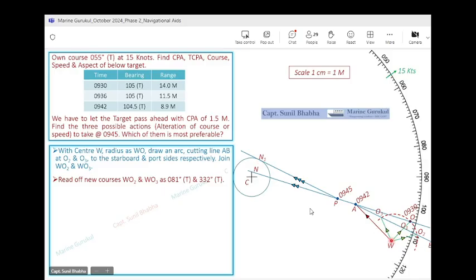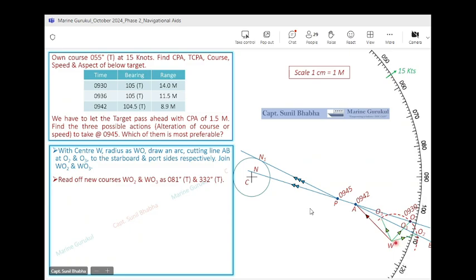Now, if the vessel alters its course to WO3, you can see clearly our ship was initially steering WO. We will have to make a port alteration. So alteration of course to port will result in our course as WO3. The amount of alteration is angle OWO3. We can now place our parallel ruler along line WO3, use the graduations on the circumference and measure our new course, WO3 course.